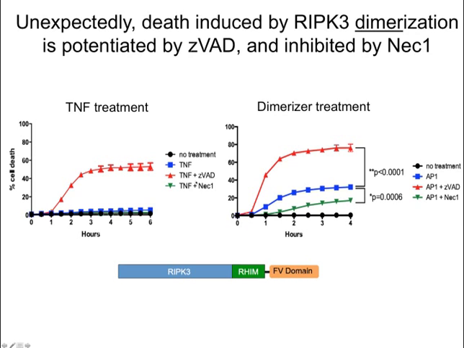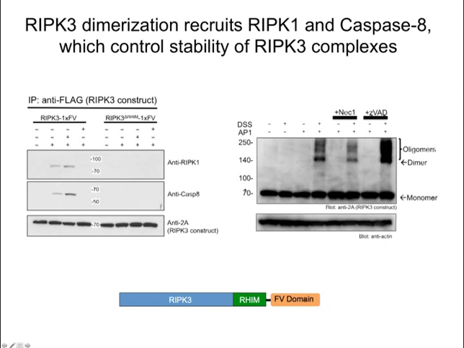And so this was a little bit surprising to us, right? Here we have activation of RIP3 independent of any receptor, and yet it seems to still be modulated by some of these same players. And we can again look at the oligomerization of RIP3 via Western blot, and also interactors with RIP3. And what we find is that when we dimerize RIP3, in fact, we induce the interaction of RIP3 with RIP1 and caspase-8.